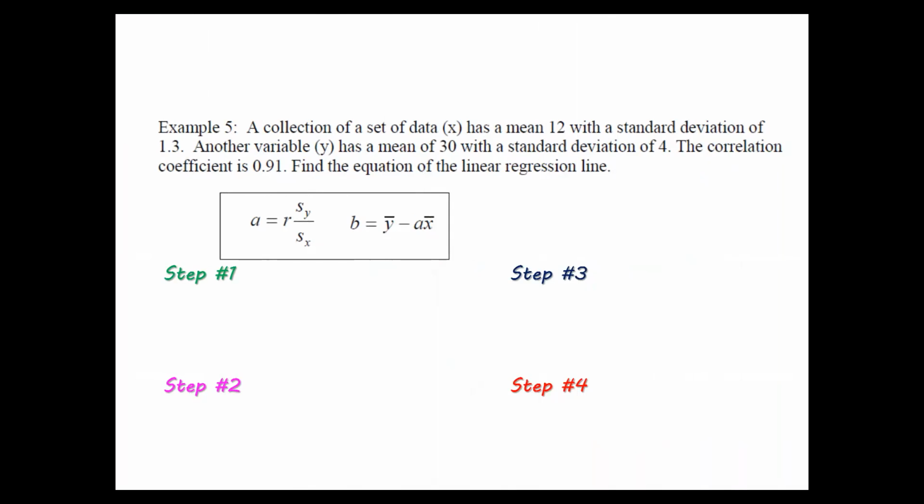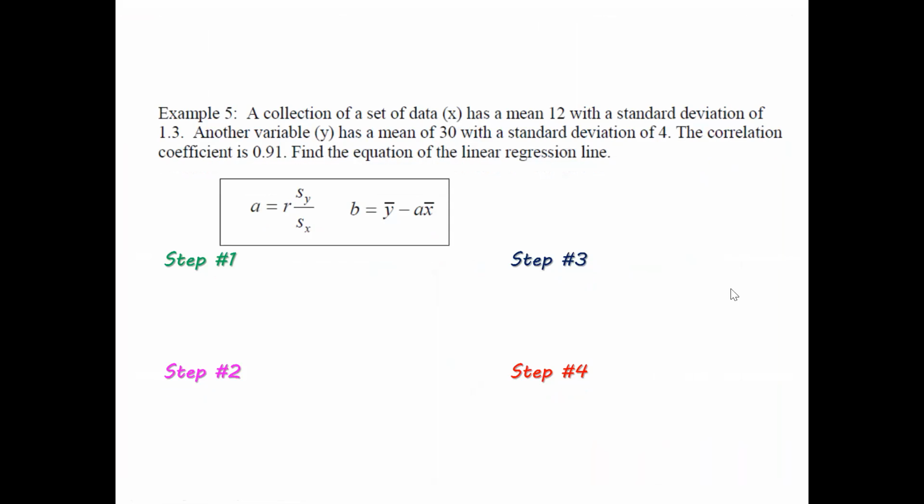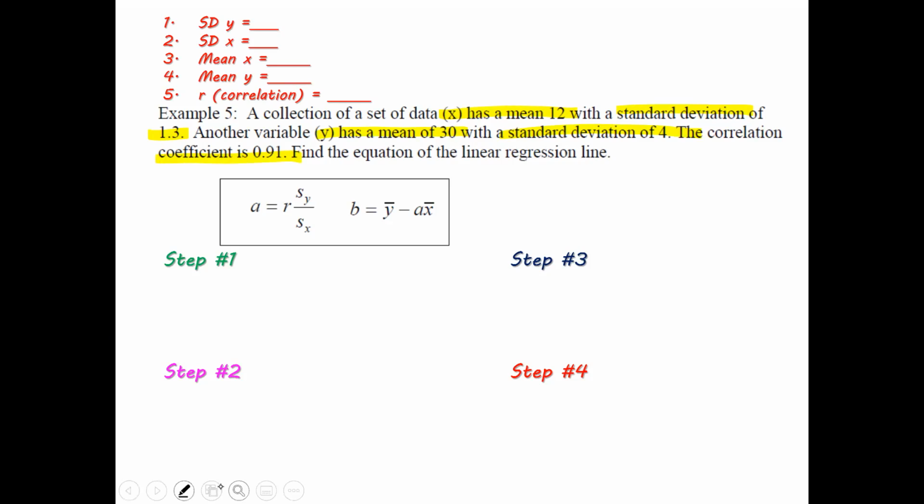All right, let's go over an example. Take a look at example 5. Go ahead and read the example on your own, and then copy down the 4 steps. Take a moment and highlight all the important information from the example itself. X has a mean of 12 and standard deviation of 1.3, Y has a mean of 30 and standard deviation of 4, and the correlation coefficient is 0.91.